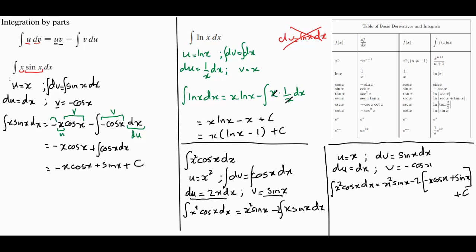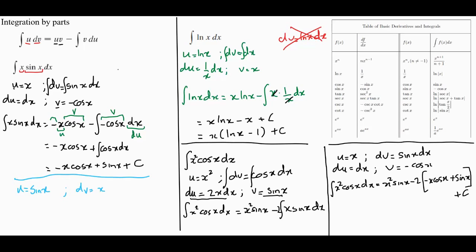So you may ask, you always have a choice. You don't have to let u equal x. We could have let u equal sine x. So here I want to show you what would happen in this example if we let u equal sine x. Can we actually get an answer? Does it actually work? Or does it make the situation worse?